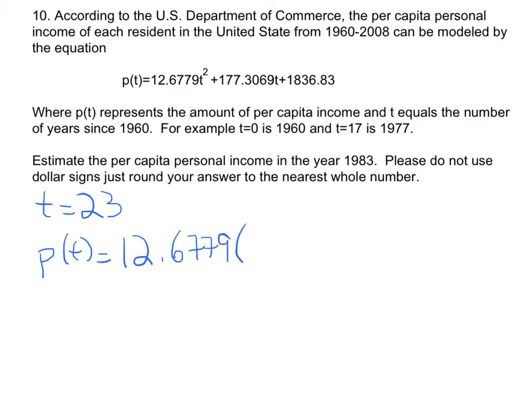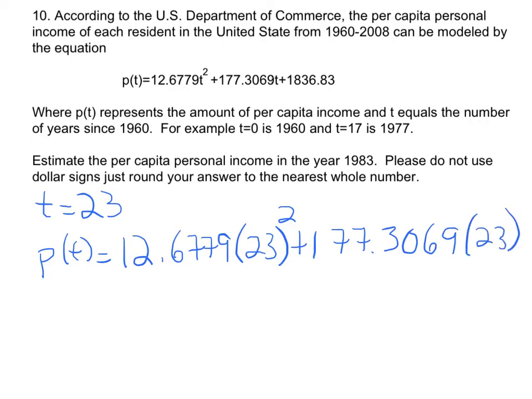12.6779. Remember, you always use parentheses on this when we're plugging it in. 23 squared plus 177.3069 times 23 plus 1836.83. Now you can do this by hand, but I would recommend you use your calculator, and that's what your calculator is there for.